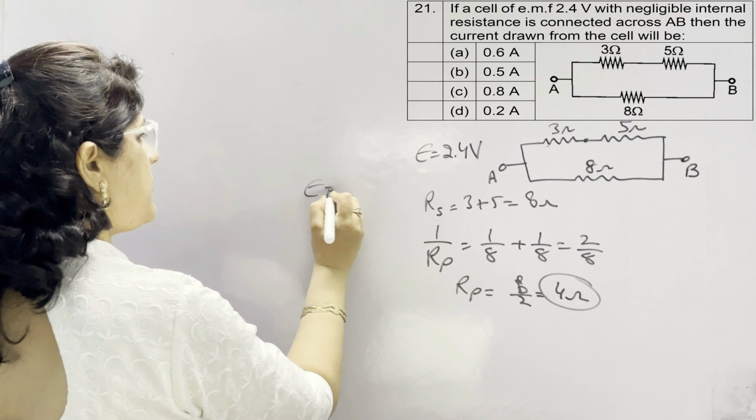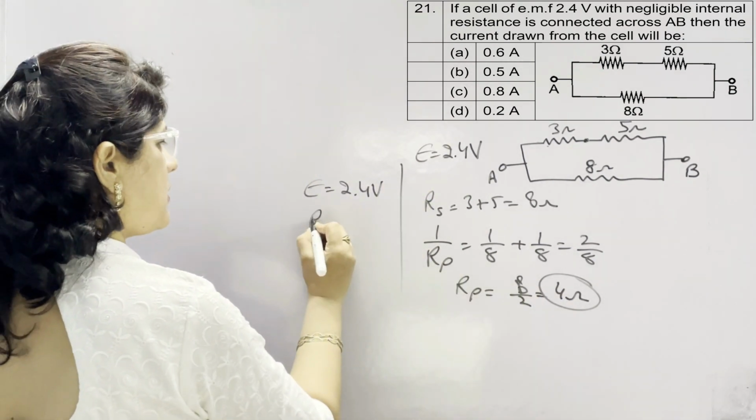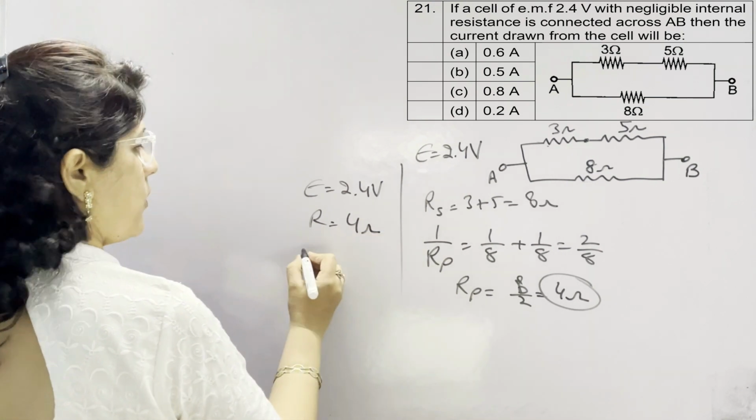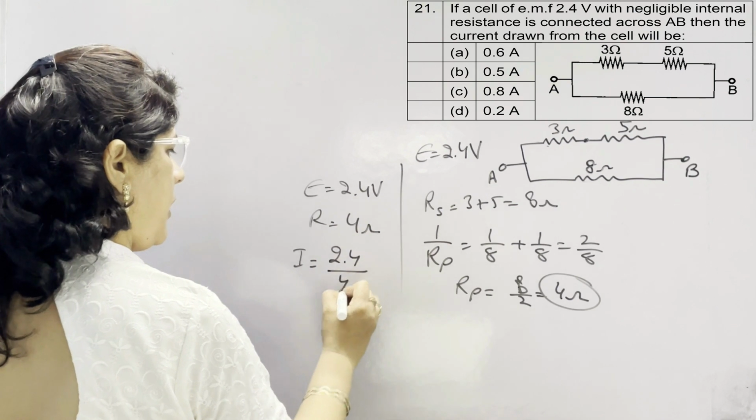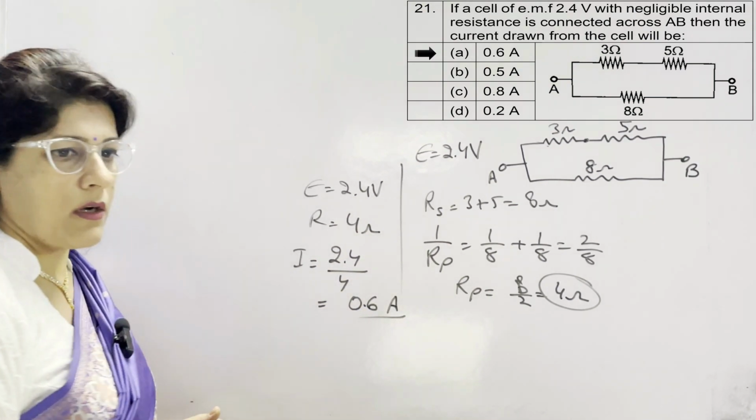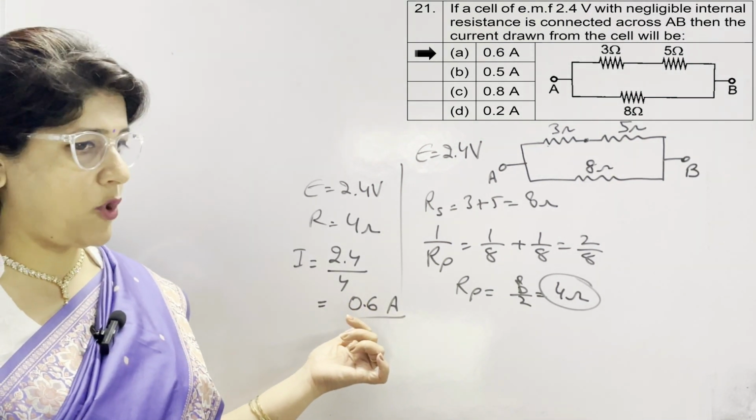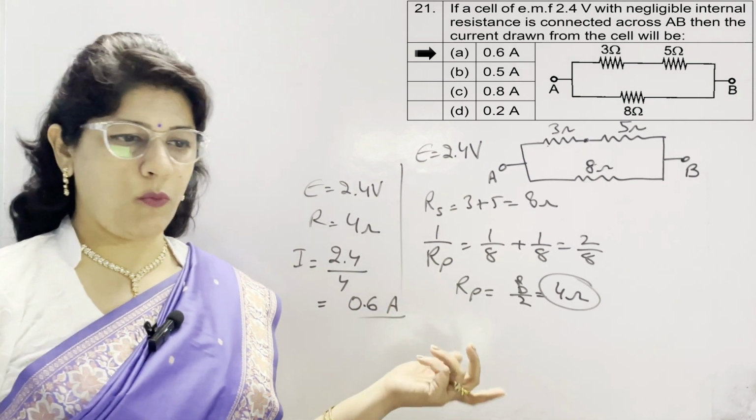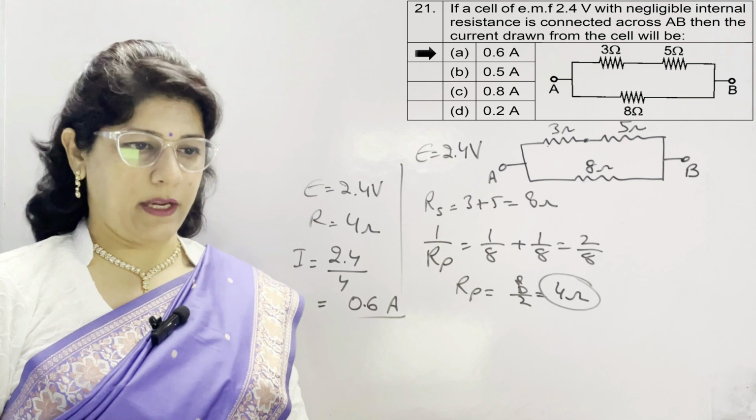Now EMF is given as 2.4 volt and resistance is 4 ohm. So current I is equal to V upon R. So 2.4 upon 4, 0.6 ampere is the current drawn here. Options, A is 0.6 ampere, which is our correct option. B is 0.5, C is 0.8, D is 0.2 ampere. So other are incorrect. A is correct.